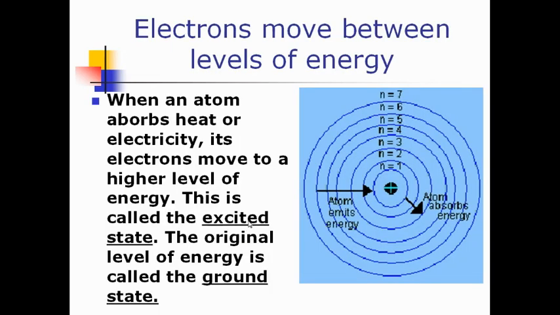Okay, now we're going to start talking about electrons in their excited state and their ground state. Okay, and when an atom absorbs heat or electricity, its electrons move to these higher levels of energy, and that's what we call our excited state. And then the original level where that electron starts is called the ground state. So, you've got this atom who has these electrons circling, and it absorbs some heat or some electricity, and as it absorbs that, these electrons get super excited, and they get a lot of energy, and they go up to higher energy levels. They go to that excited state, from their ground state.